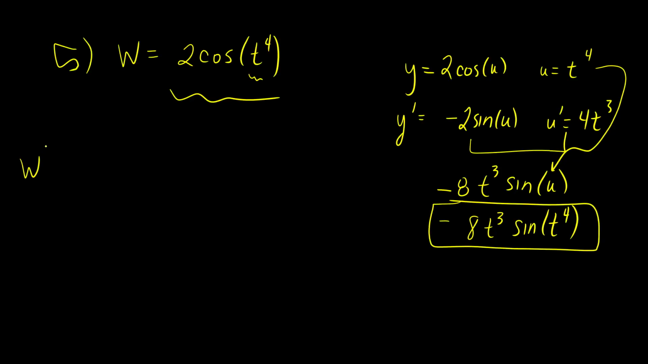Again, if I'm doing the shortcut, the derivative of cosine is negative sine, and then times the derivative of the inside. And you see when you multiply those, you get the same answer. Okay.